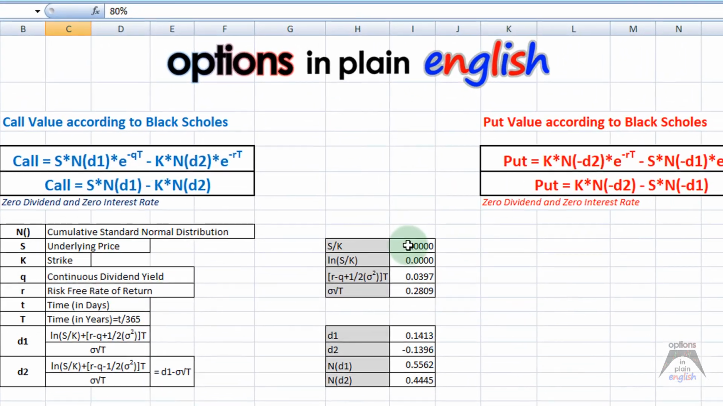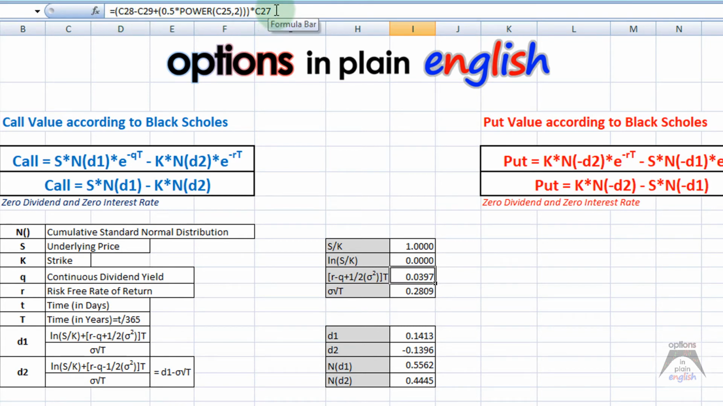So if I go here, you can see the formula here on the top. Okay, S over K is this one, C23 divided by C24. The natural logarithm of that. Okay, then R minus Q plus 1/2 of sigma squared multiplied by T is this. You have the formula here.